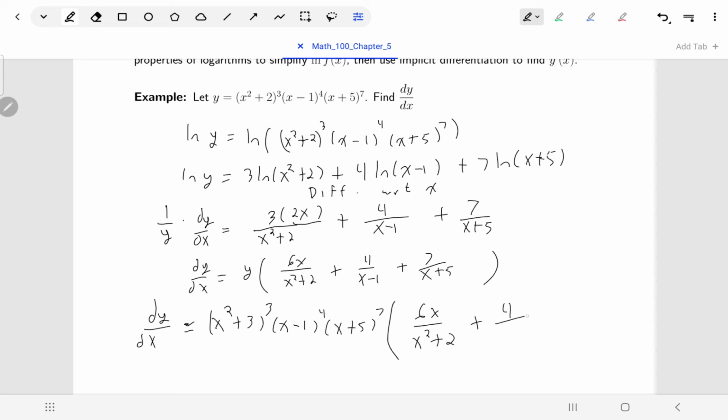I mean, you certainly could if you felt like it, and I don't really think that that's a super profitable thing to do, but you could always combine these 3 terms to make one giant rational expression, and then combine it all together to make one giant rational expression. More than likely, if you are finding a derivative, you're going to be doing something with it, and so leaving it in this form is probably good enough.